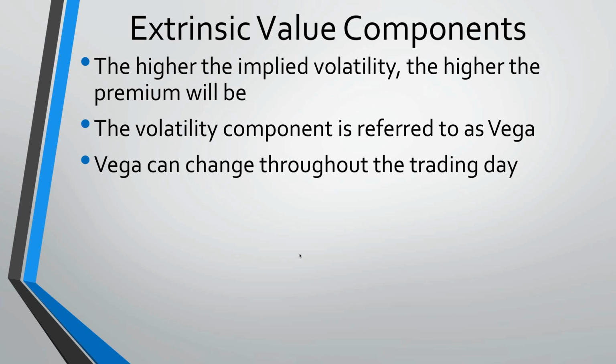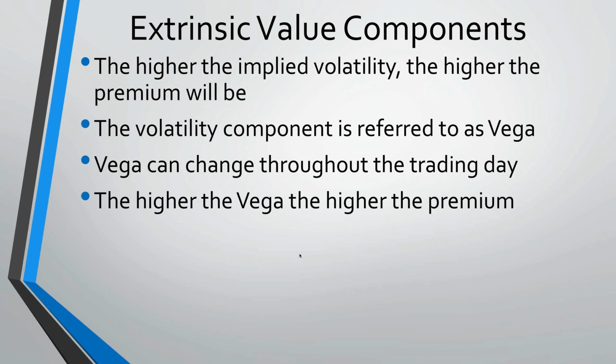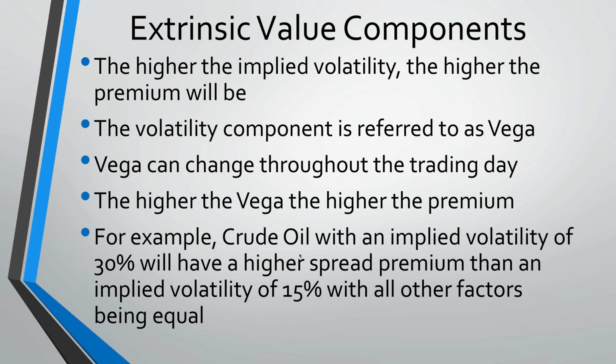So you're going to see these same things in the Nadex spreads because they're built from options. The higher the vega, or the higher the implied volatility, the higher the premium. For example, crude oil with an implied volatility of 30% will have a higher spread premium than an implied volatility of 15%, with all other factors being equal. If you look at the spread with 60 minutes to go, and the implied volatility instantly went from 15% to 30%, the premium would change on that spread.